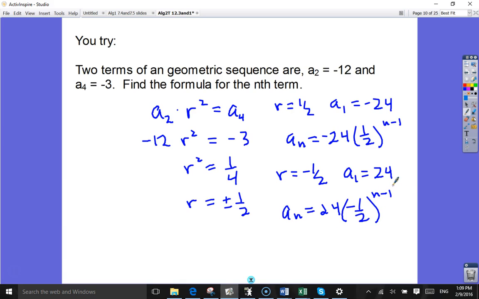You can check it out and see, does it work? If I plug in 2 for this first one here, then I've got 1/2 to the first times negative 24, which is negative 12. And if I plug in 4, I'll get 1/2 to the third, which is 1/8, times negative 24, which is negative 3. If I do the bottom one, now I plug in n equals 2. Now I got negative 1/2 to the 1 times 24 is negative 12. So it works either way.